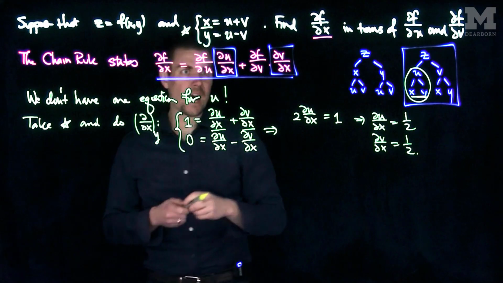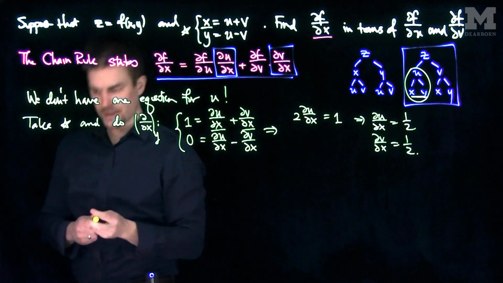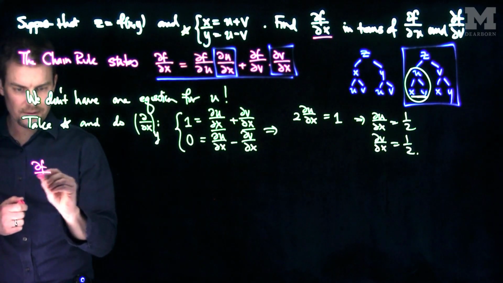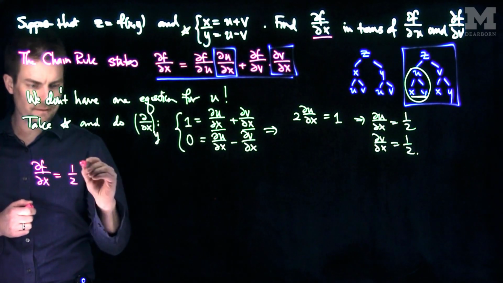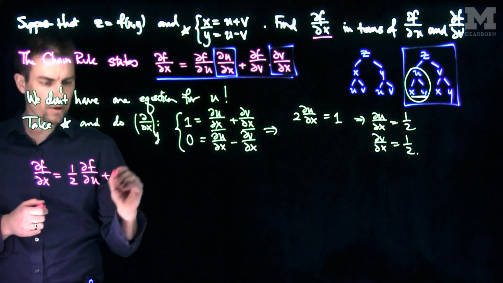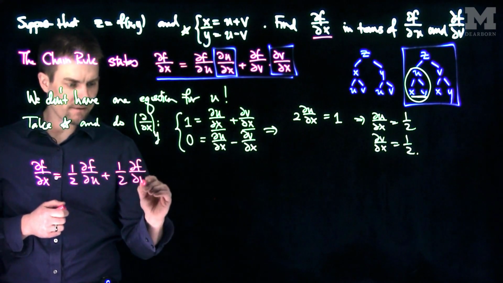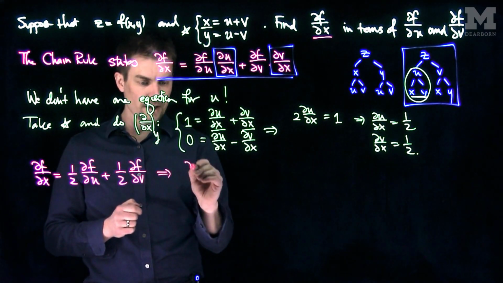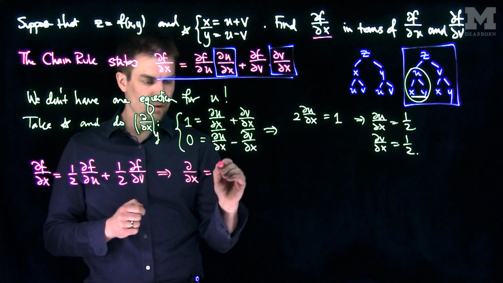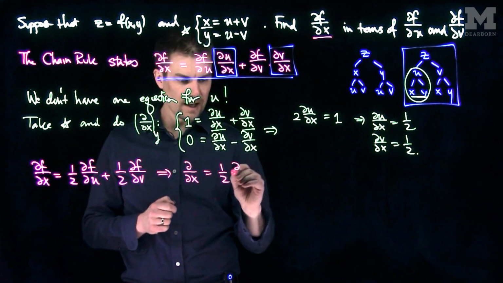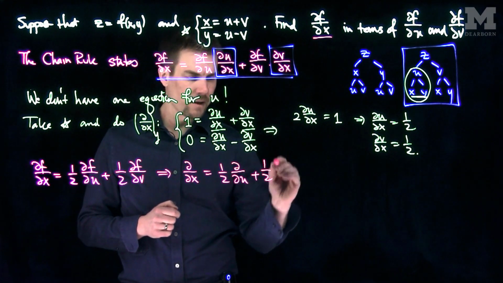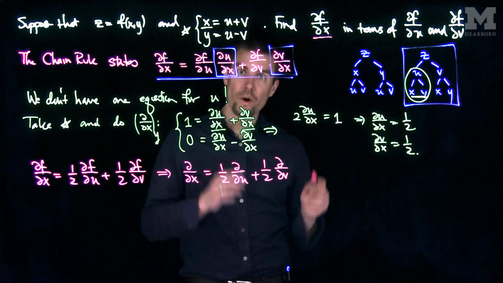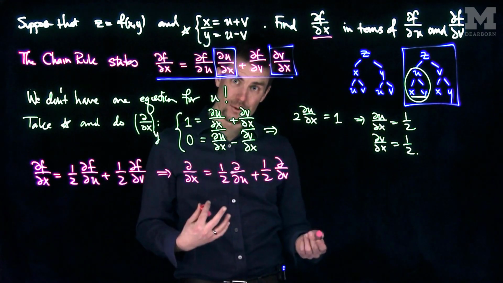So now we can plug these values in. What this tells us is the chain rule can now be updated. It says that df dx is 1/2 df du plus 1/2 df dv. Now this is very useful because, as a differential operator, this tells us that d by dx is really 1/2 d by du plus 1/2 d by dv. So if you want to do an x derivative, that's the same thing as doing 1/2 of a u derivative plus 1/2 of a v derivative.